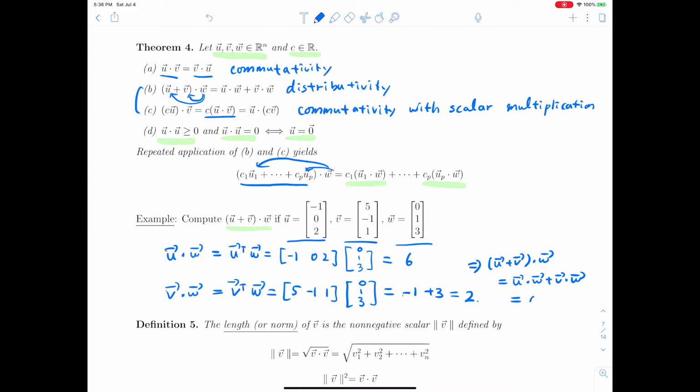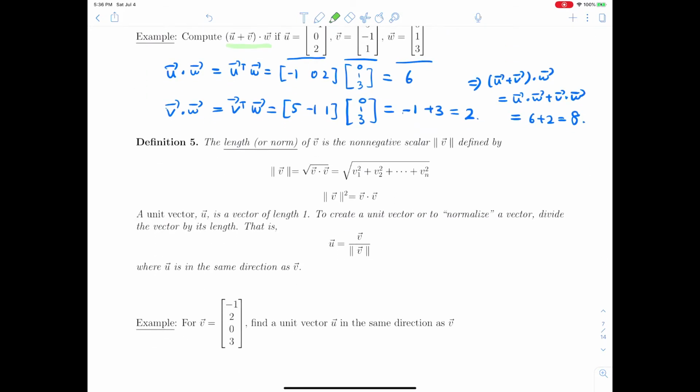That equals 6 plus 2, which is 8. So you can make use of zeros as much as possible. The length or the norm of v is the scalar defined by the square root of v dot v. Or if you calculate v dot v, you get v1 squared plus v2 squared and so on plus vn squared. So this actually extends what happens in R2 and R3.